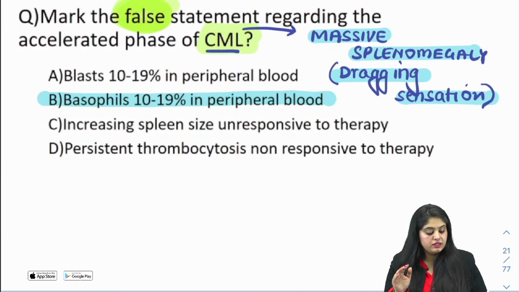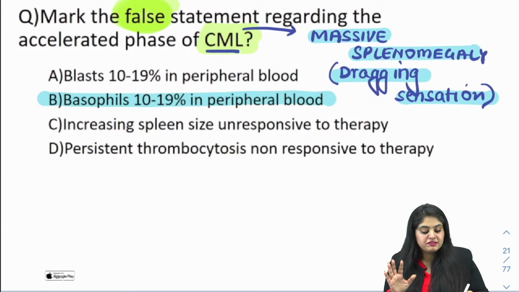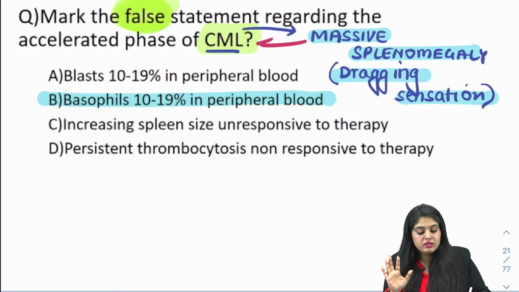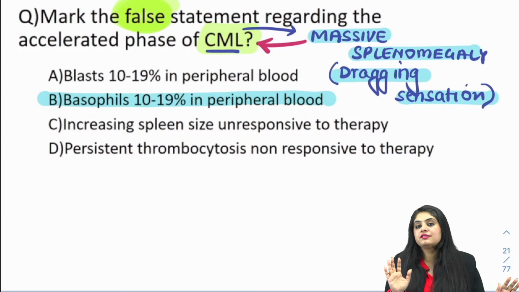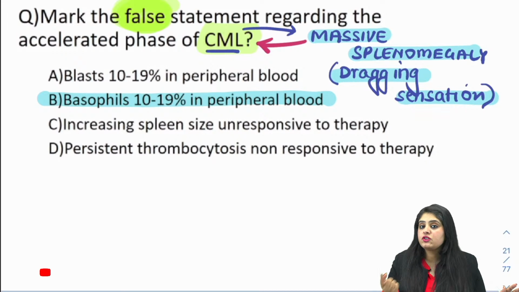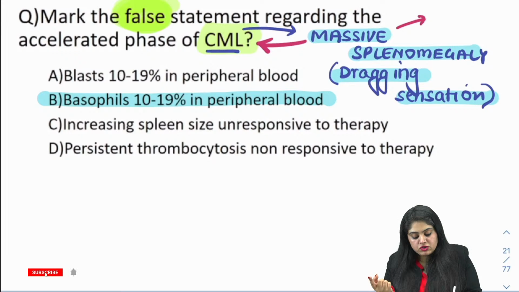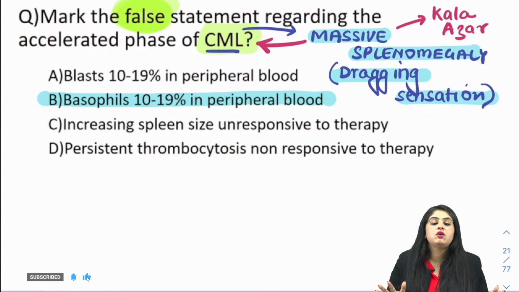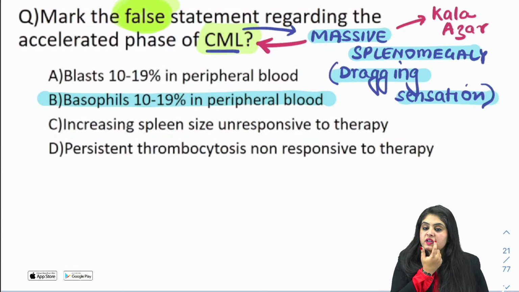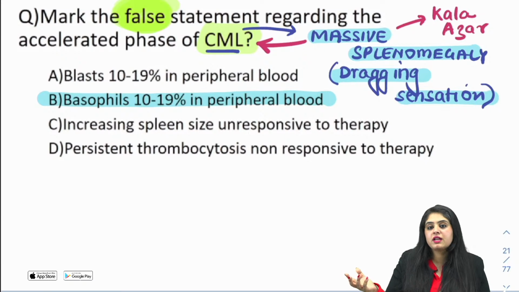So in our country, in your exam, if a massive spleen question comes, if leukemias are in the options, then your best answer is CML. And if infections are in the options, then Kala Azar is one infection which is very commonly associated. Leishmania, Kala Azar, is very commonly associated with the massive spleen. So look at the options, whether this is going towards an infection question or towards a leukemia question.